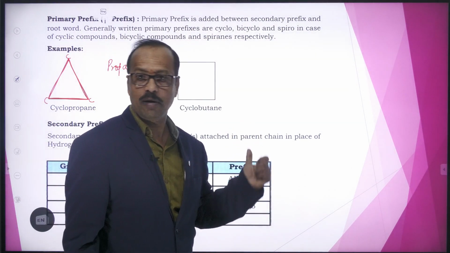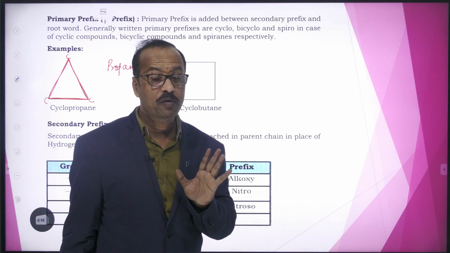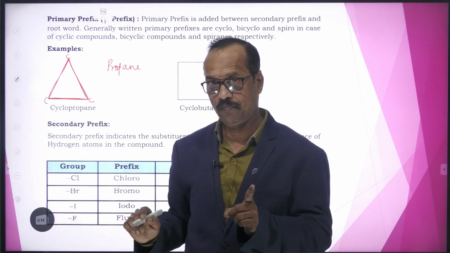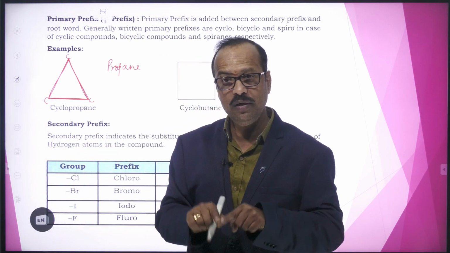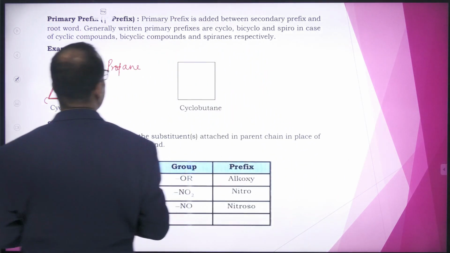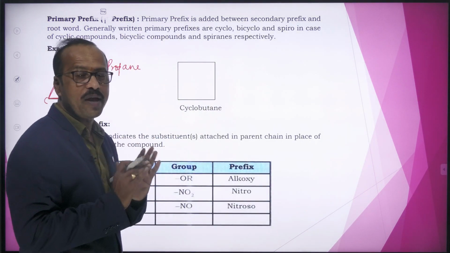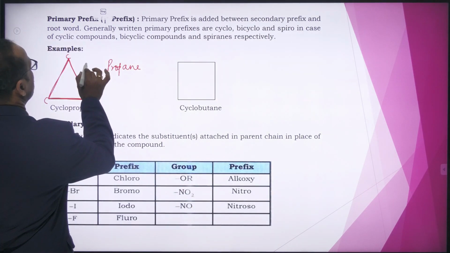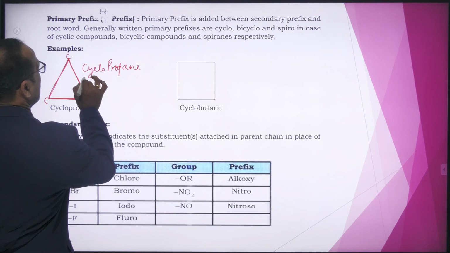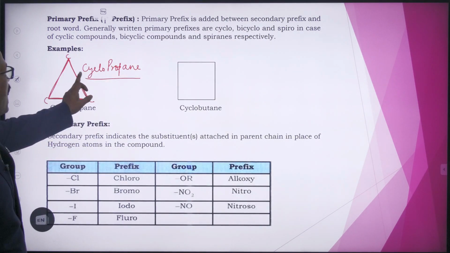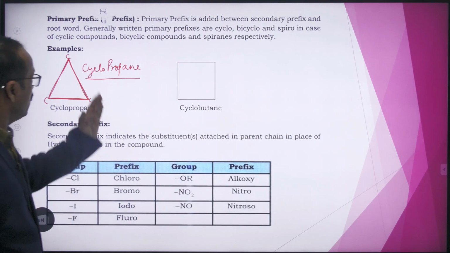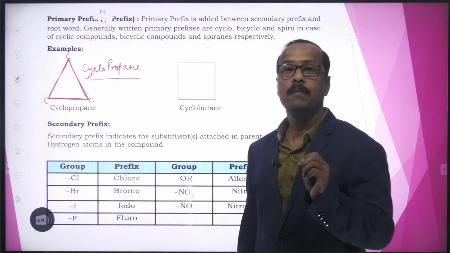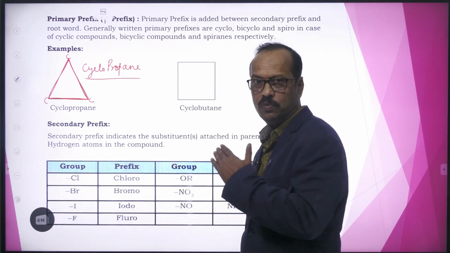But is it a normal propane? No. The normal propane formula is C3H8, but here we have only C3H6. And it is cyclic, meaning closed. So when any cyclic compound is there, we have to add "cyclo" as a prefix. So this is called cyclopropane. We add cyclo before the root word, so this is called a prefix, or you can say a primary prefix also, because it is the first word.